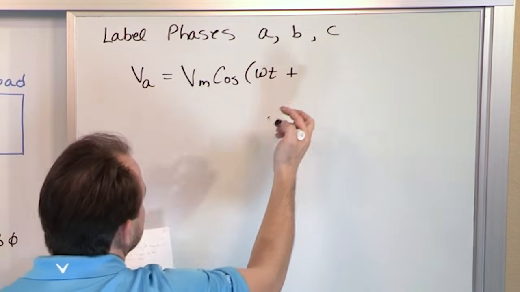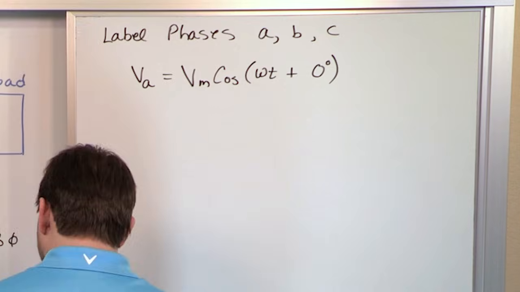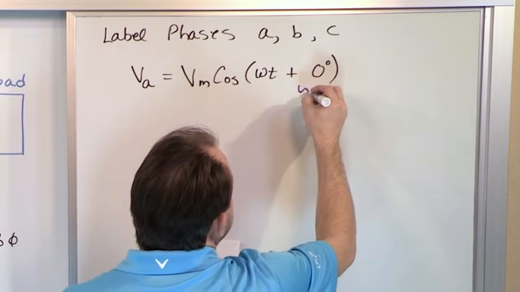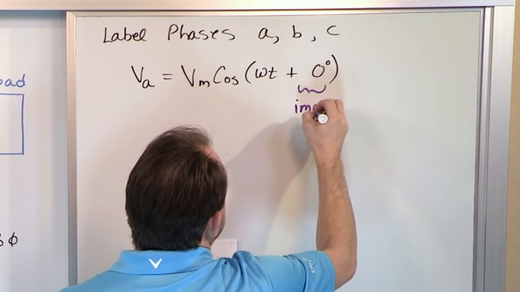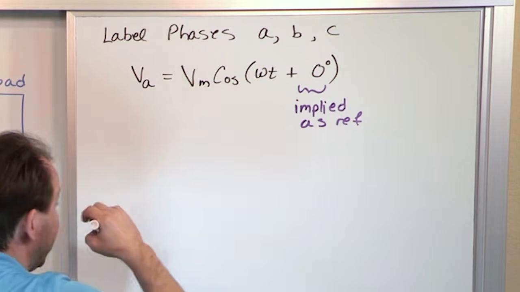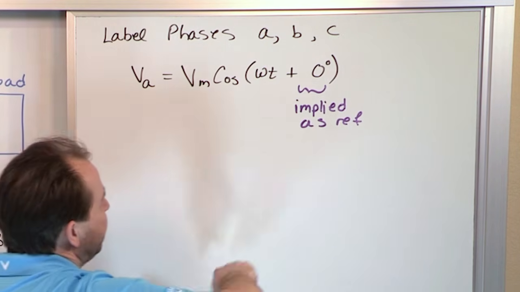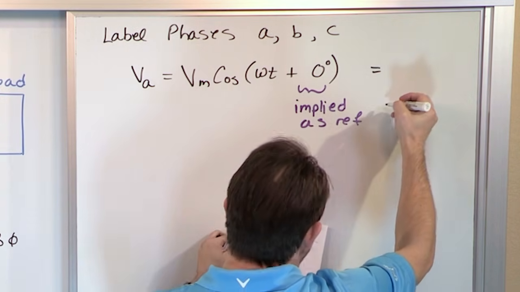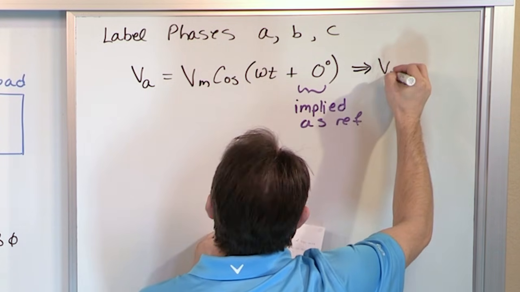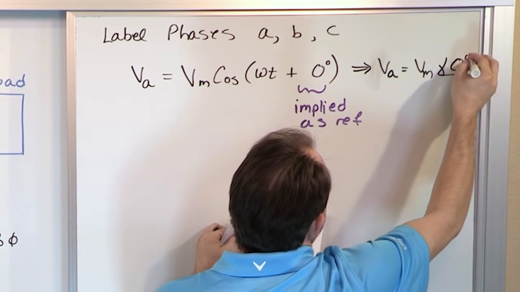But phase A, we're typically going to always call it 0 degrees because we have to have some reference, and we almost always take phase A to be that reference. So here, because it's 0 degrees, this is implied as the reference phase. Everything else is related to that one. Now this is the time domain representation, and this means that the phasor notation, VA, is going to be equal to the magnitude at a phase angle of 0 degrees.